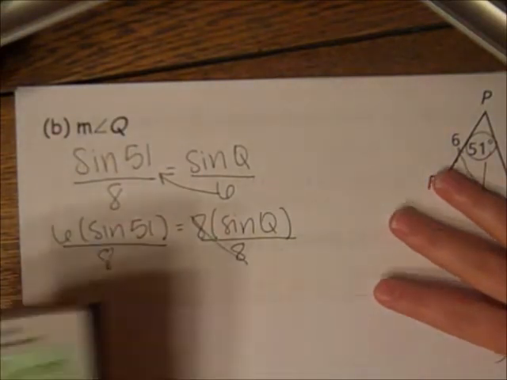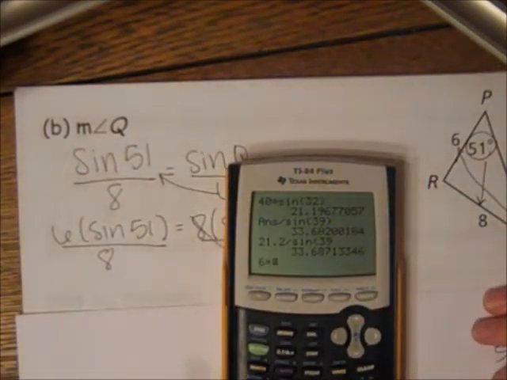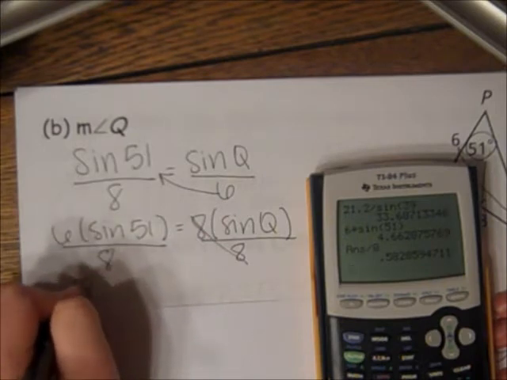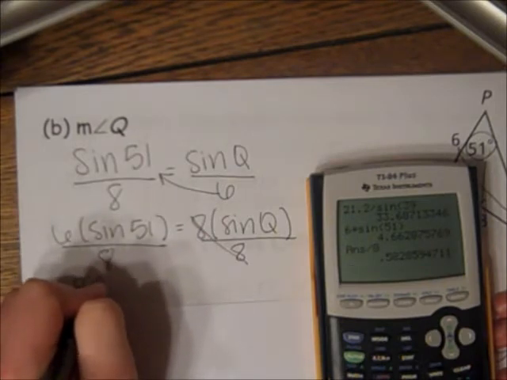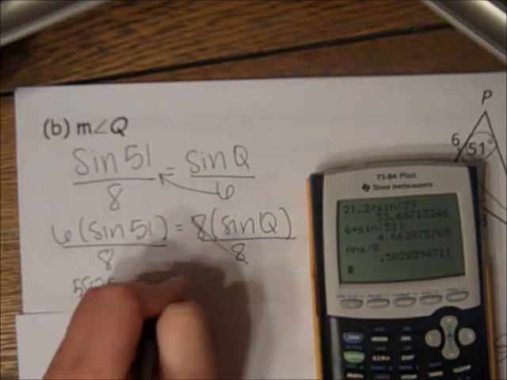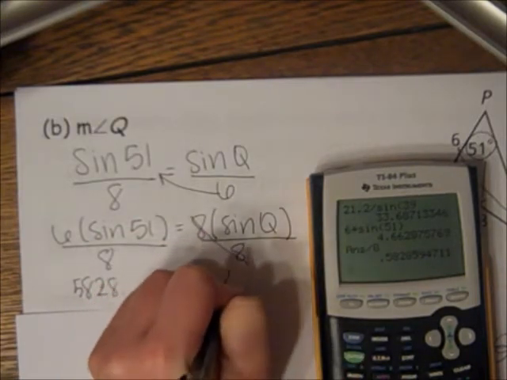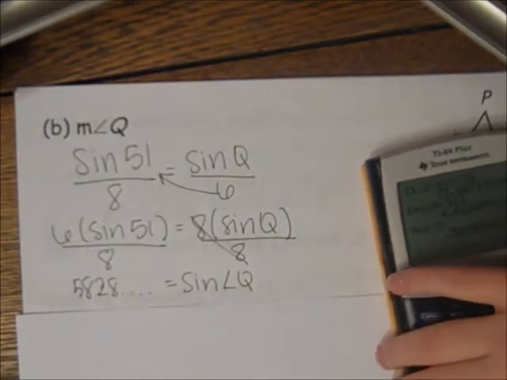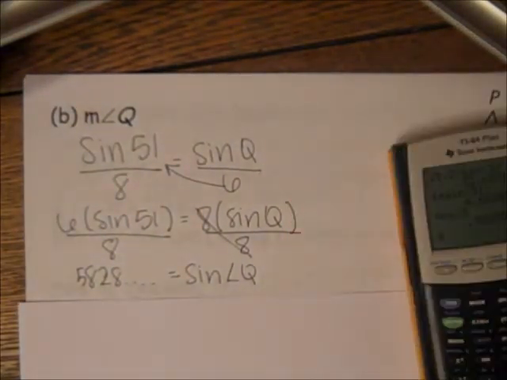Then I'm going to type this in my calculator: 6 times the sine of 51 divided by 8. And I get 0.5828, and so on. I'm going to hold on to all that decimal. That equals the sine of angle Q. Now you know from 8.3, if your answer is an angle measure, you have to do inverse.